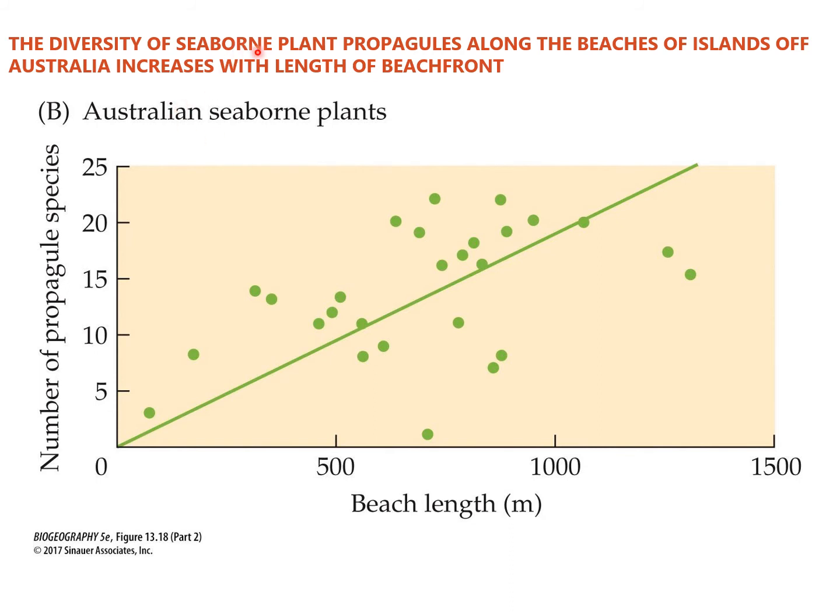The diversity of seaborne plant propagules, which are just new organisms showing up along the beaches of islands in Australia, increases with the length of the beachfront. This is a different way of looking at it, but a similar sort of thing, where as the length of the beach increases, the number of plant species showing up tends to increase in a very linear fashion here. So it's basically getting at the same thing, just a different way of looking at it.